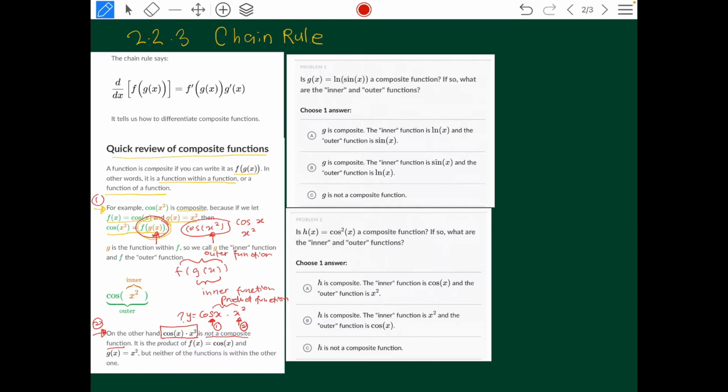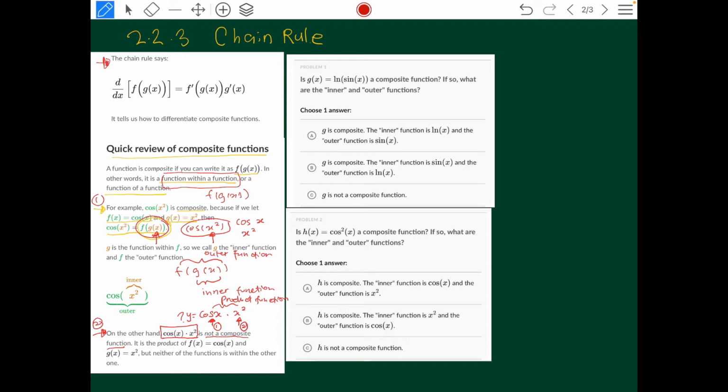So no need to apply the chain rule. We first need to identify that this is actually a product function, so you can straight away apply the product rule to find the derivative of this function. Again, if you find a function within a function, f(g(x)), this is when you can apply the chain rule.